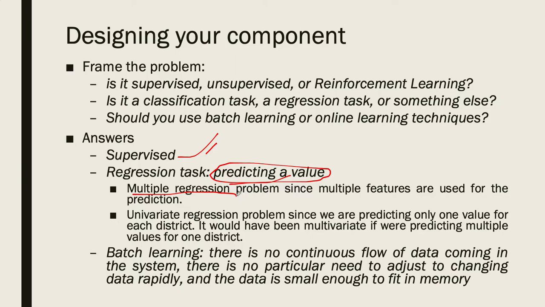Why? What is the justification for this? This is because there are several features that make up the data set, and we're going to base our prediction of that single value on more than one feature, and that makes it a multiple regression problem. More specifically, it is a univariate regression problem, because we are predicting only one value for each district. Uni, so just one.